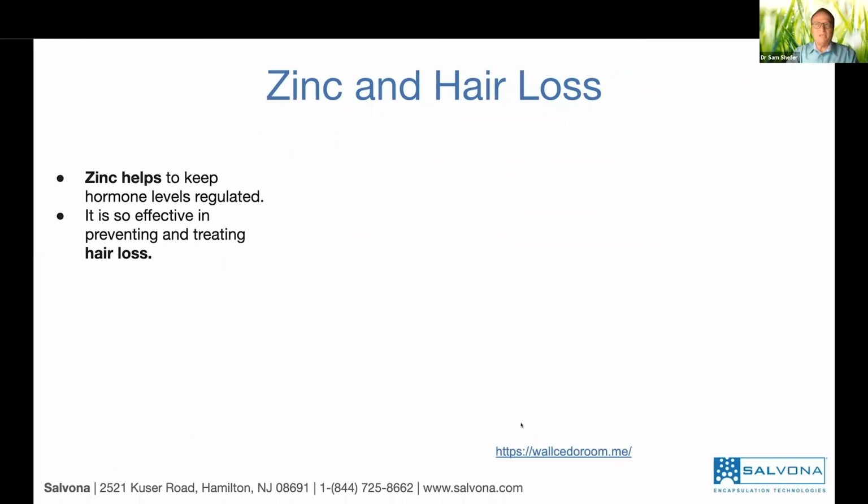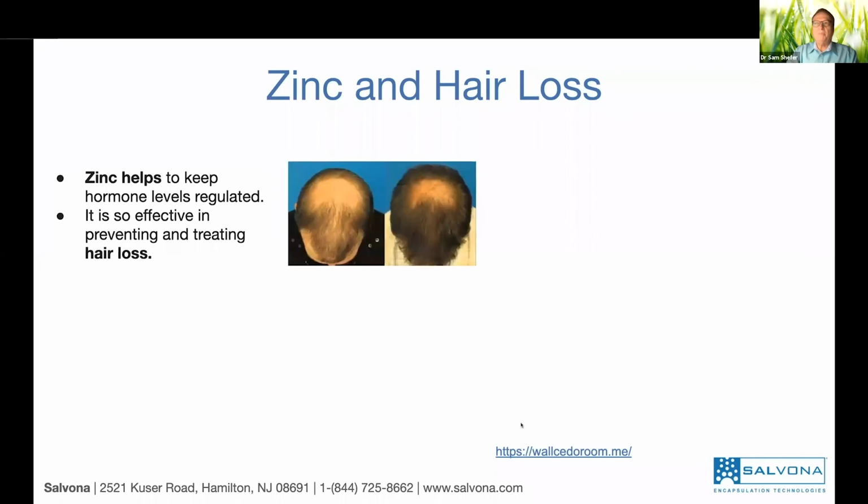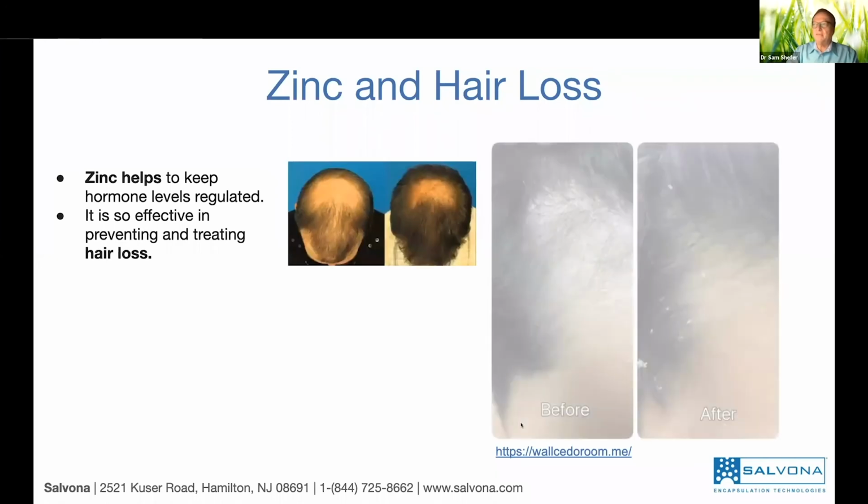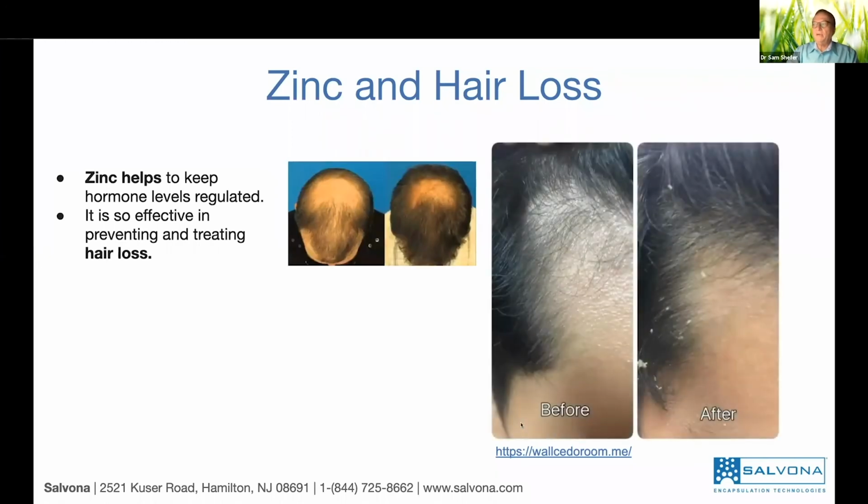And number 4 is zinc. Why did we choose zinc? Because zinc helps hormone level, regulates hormone level, number one. Then it is effective in preventing and treating hair loss. People find evidence for this, either man or female. And you see the effect is clear, the crown baldness compared to frontal baldness.